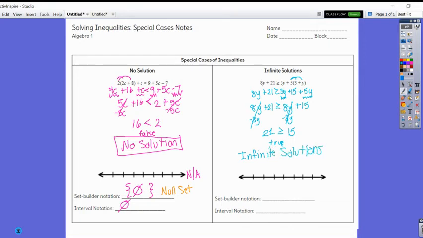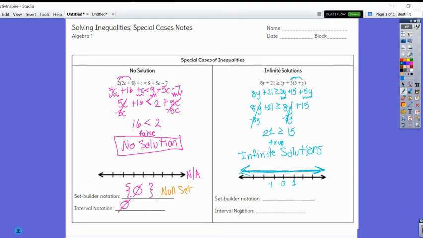So how do you represent those infinite solutions on a number line? We're talking about every single number that you can imagine works in this inequality. Every single number that you can imagine is a solution. So you highlight and you shade every value from left to right on that number line. Everything can be used in there.